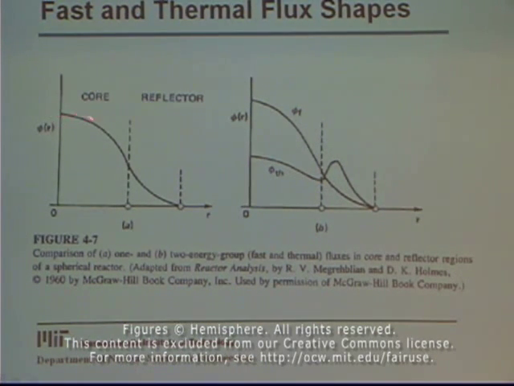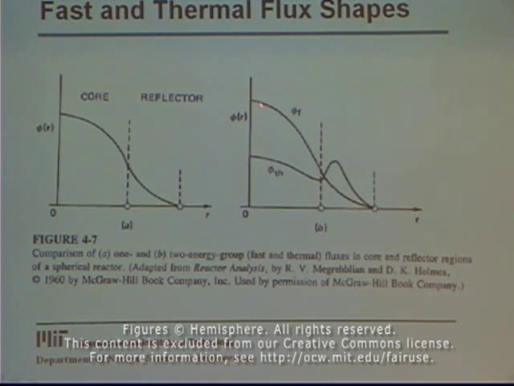In a one-group analysis, you'll see, if you have a reflector, you will see that the core flux will gradually decrease, and the reflector, of course, is used to prevent leakage and hopefully provide some additional neutrons to head back into the reactor core. But it basically allows one to have essentially a uniform power distribution in the core and conserves and reduces the amount of leakage.